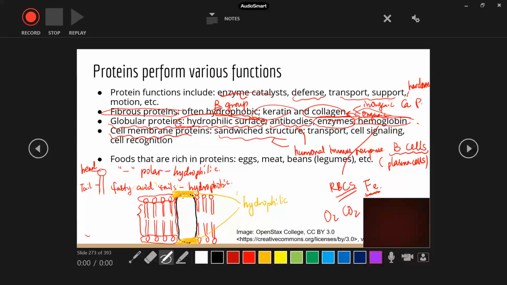I'm going to use the purple color. So this portion is going to be hydrophobic. This portion is interacting with the fatty acid tails, right? So this portion has to be hydrophobic. Otherwise, the fatty acid tails would repel this portion of the protein. These cell membrane proteins perform, again, many functions. For example, they transport.